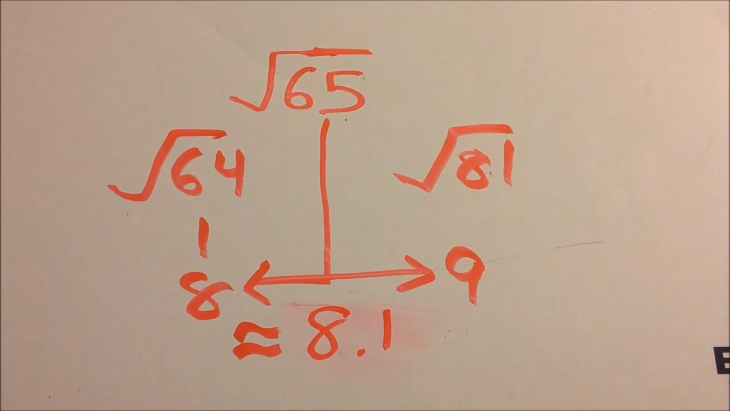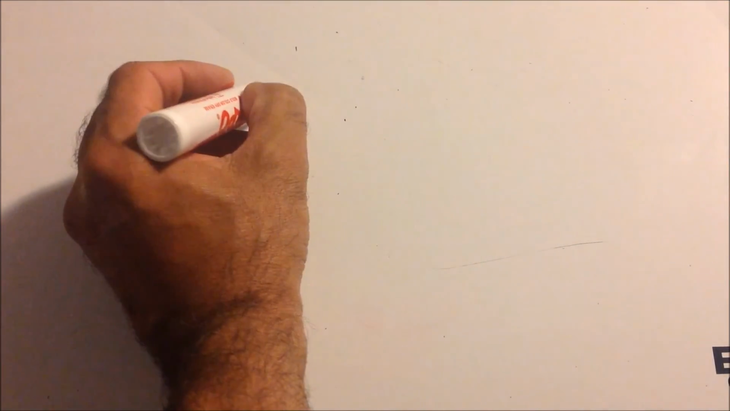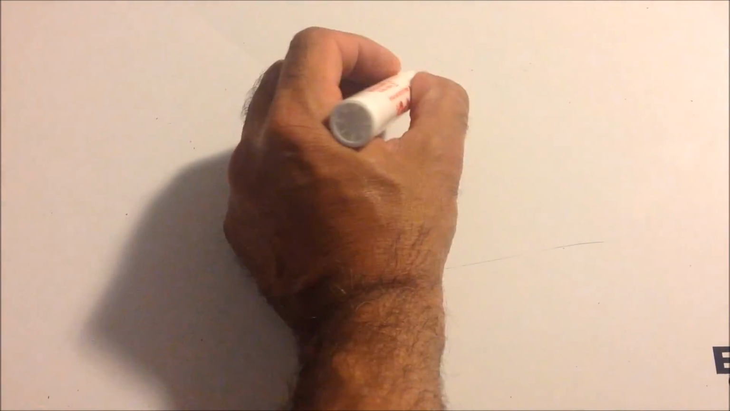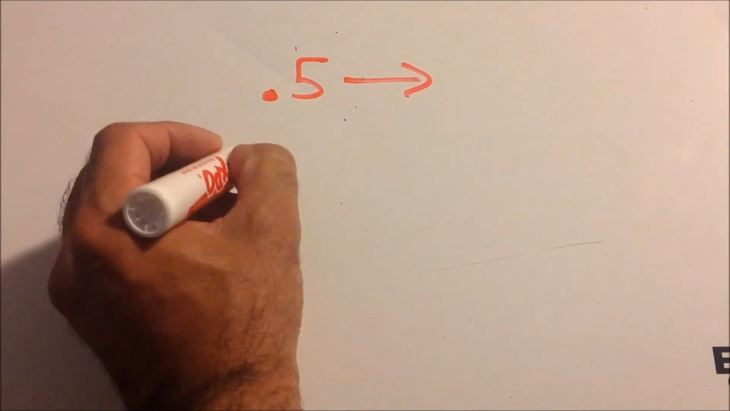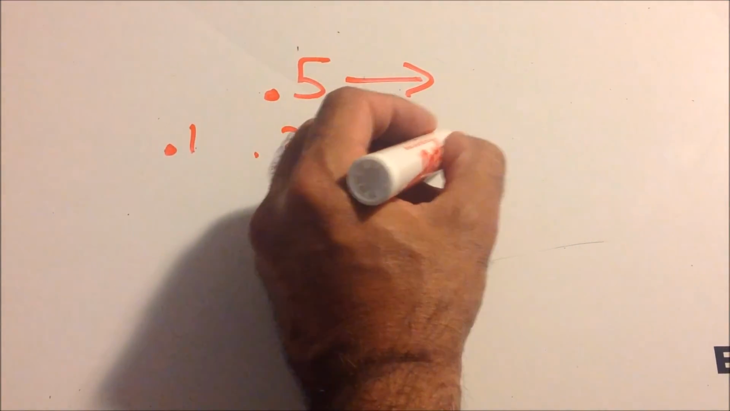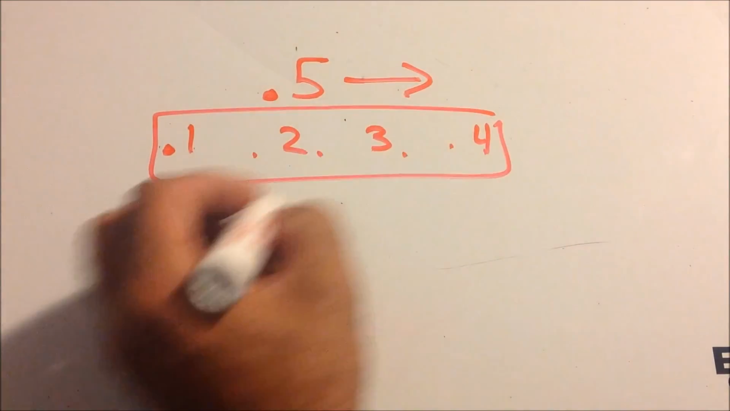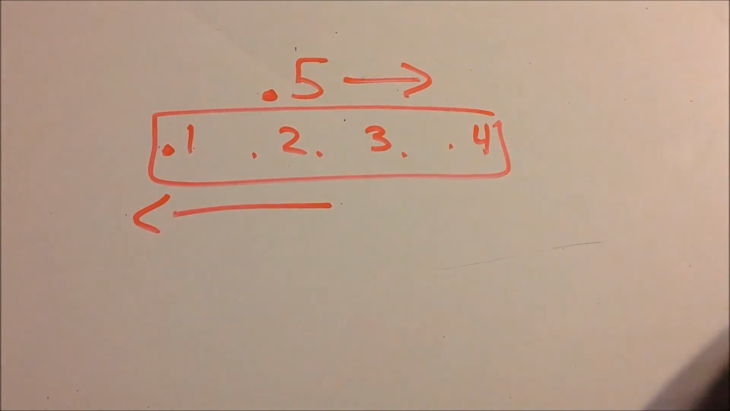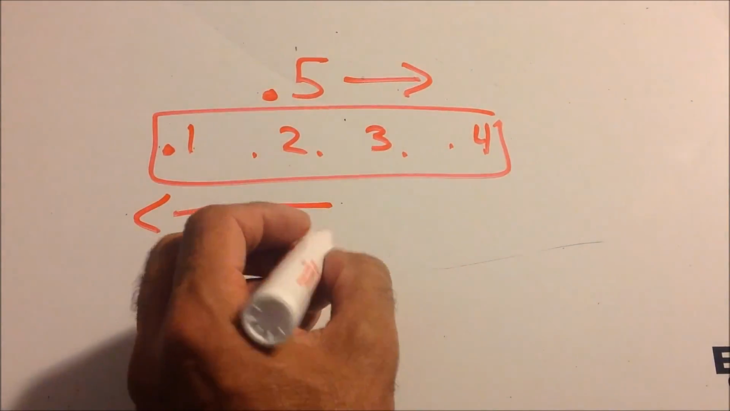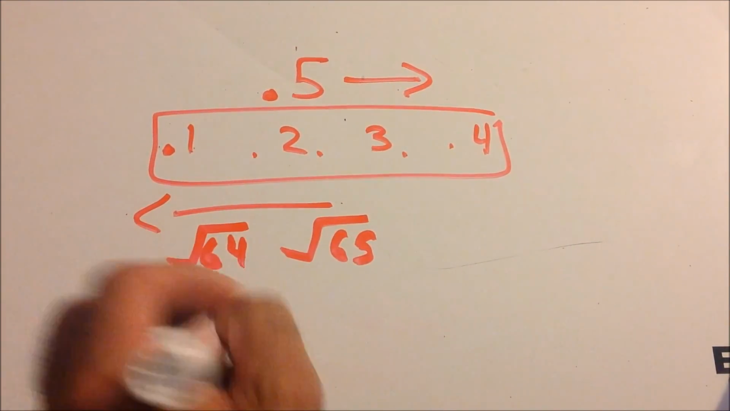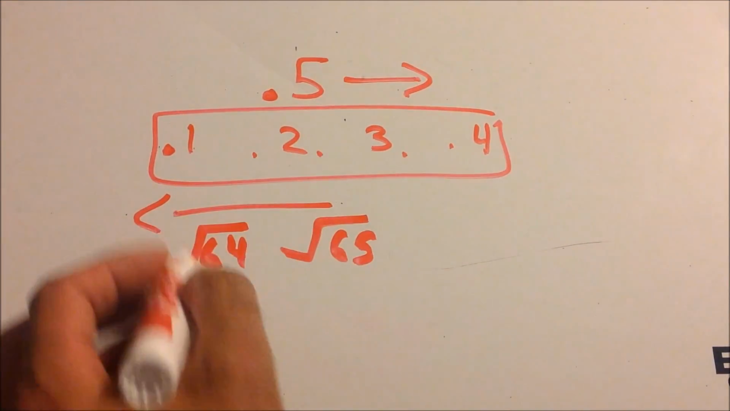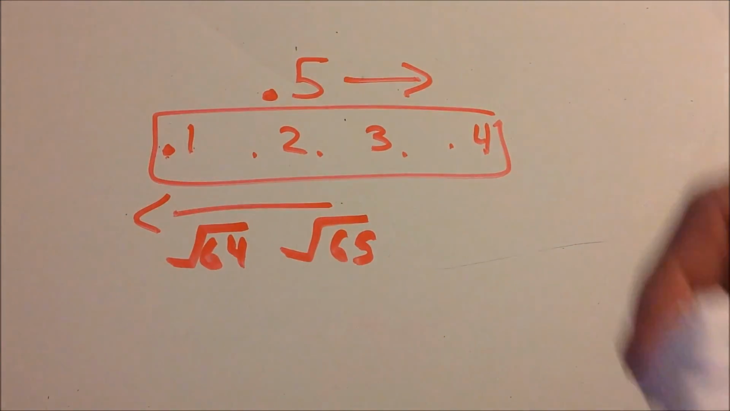About 8.1. Okay, and how do we know which ones to use? Well, we know that if we have 0.5 of anything, we round it up to the next number. So we can use 0.1, 0.2, 0.3 or 0.4 when we're dealing with numbers that are closer to the lower number. So before, we had the square root of 65, and it's very close to the square root of 64, so we can use 0.1.